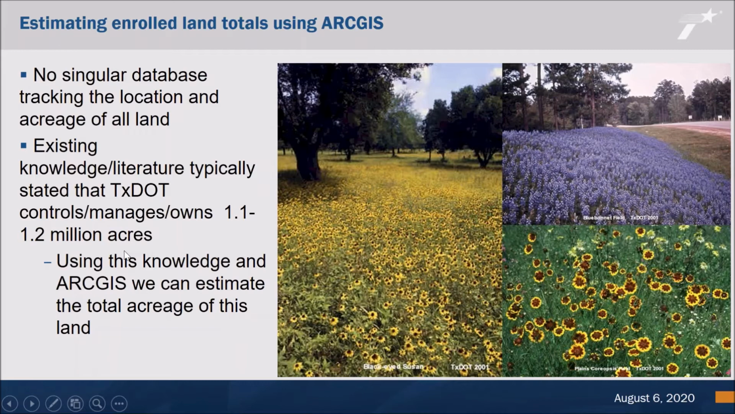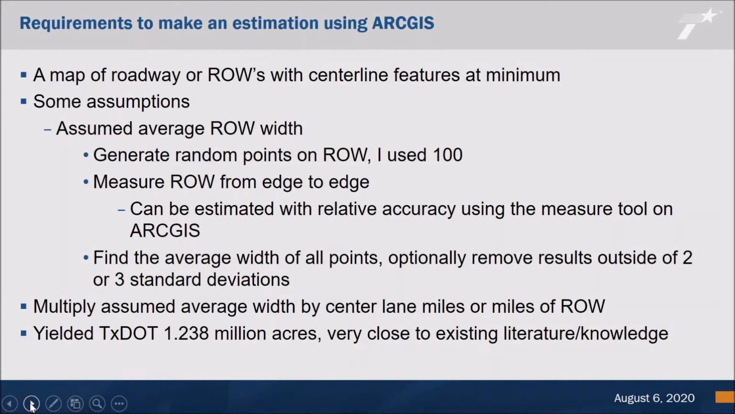I did that using ArcGIS. With a system this large, it probably wouldn't be possible to do that with paper maps. But using ArcGIS was very helpful. I know Iris and Dan have talked about this in the past, that it's not necessary, but it probably would benefit you greatly. In our case, it made the process a lot easier. So we had some existing knowledge, literature, that stated that TxDOT controls, manages, owns around 1.1 to 1.2 million acres. So using that existing knowledge, we could make that estimate using ArcGIS and essentially be able to tell if this estimate is accurate.